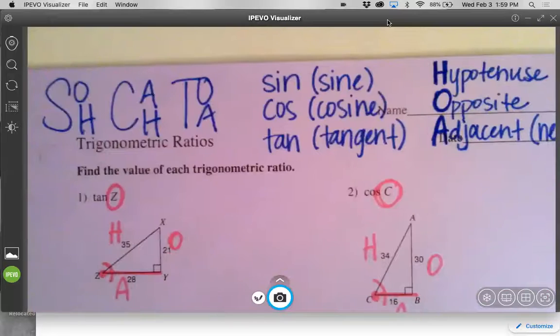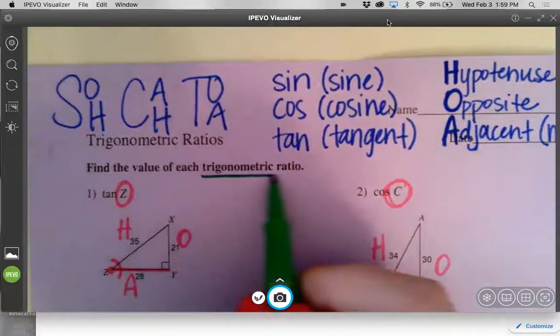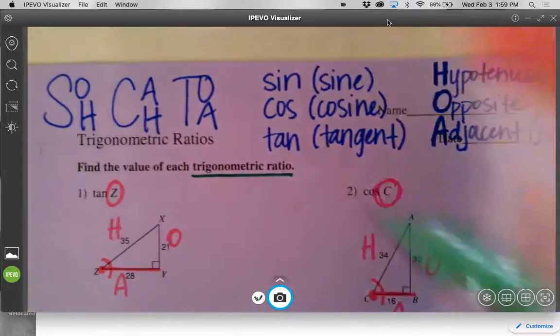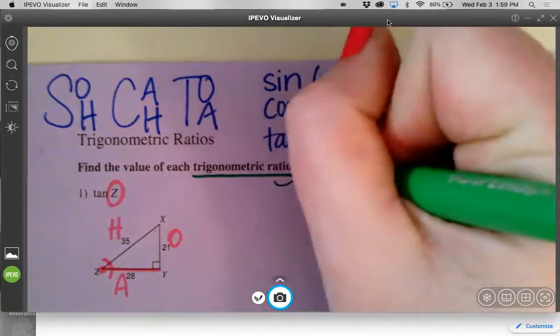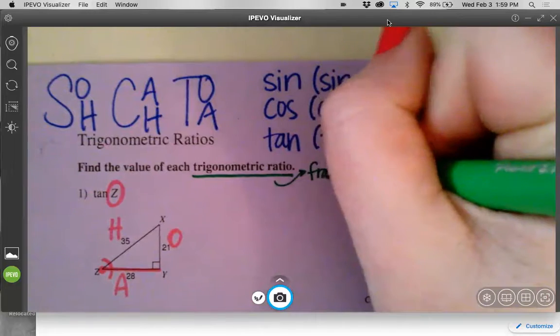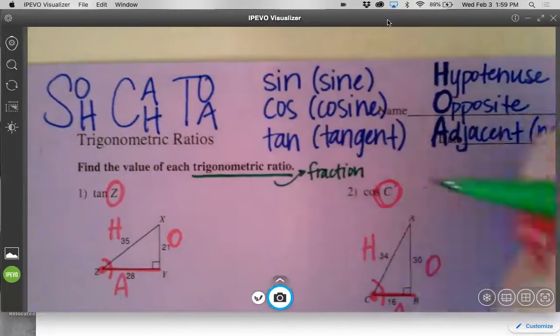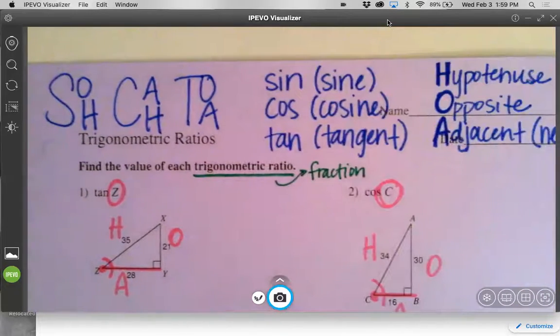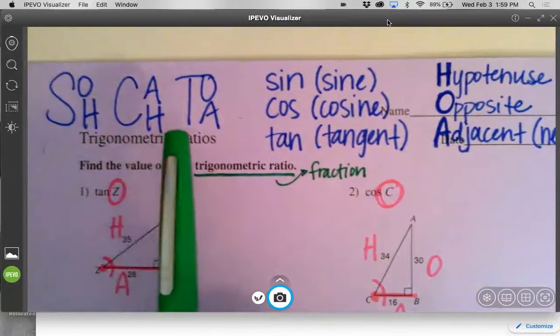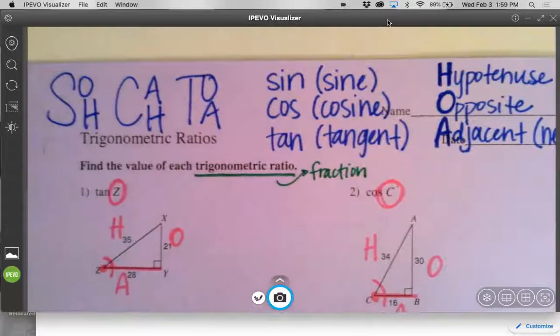So back up to the top. This says, find the value of each trigonometric ratio. So underline that. This ratio is just a fraction. If it says find the ratio, they literally just want you to write down the fraction. And the little trick that we had up here, SOHCAHTOA, tells us how to set up our fractions.